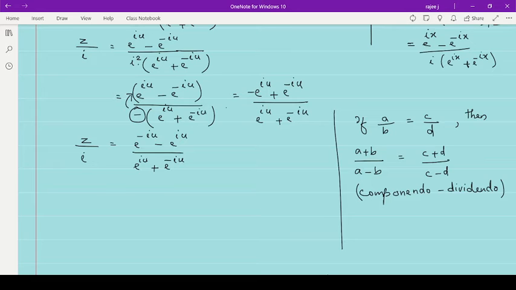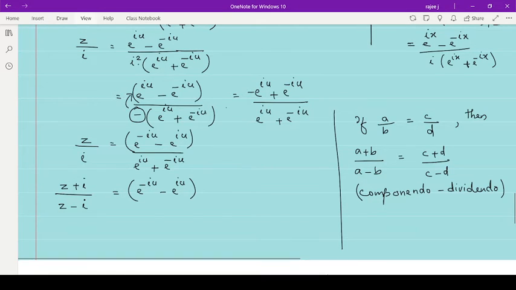So using that property, this is a by b. Always remember: numerator plus denominator, b being the denominator, divided by numerator minus denominator. So here the numerator is z, so z plus i divided by z minus i. We got a little bit of our answer; we want i plus z upon i minus z. So we got z plus i upon z minus i. Now this is equal to, on the other side, e raised to minus iu minus e raised to iu. This is the numerator.